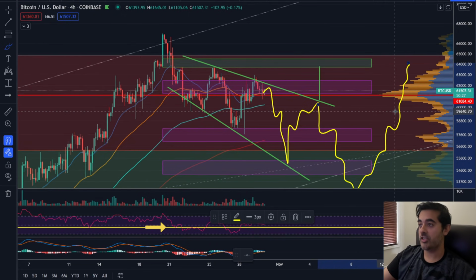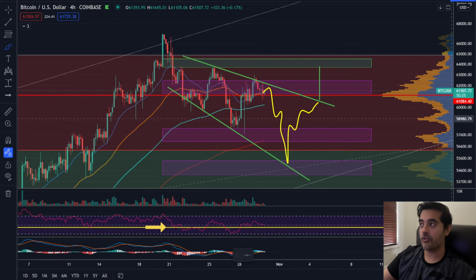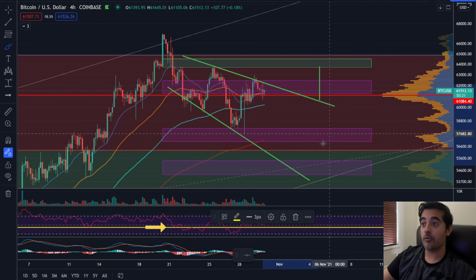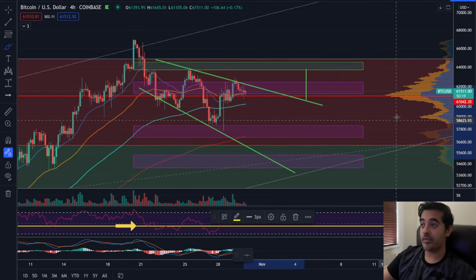But I wanted to show this to you because right now it's still early for this chart, but it's possible that this may be what we are witnessing. We have to get the confirmation, right? On the 4-hour, this is definitely possible.